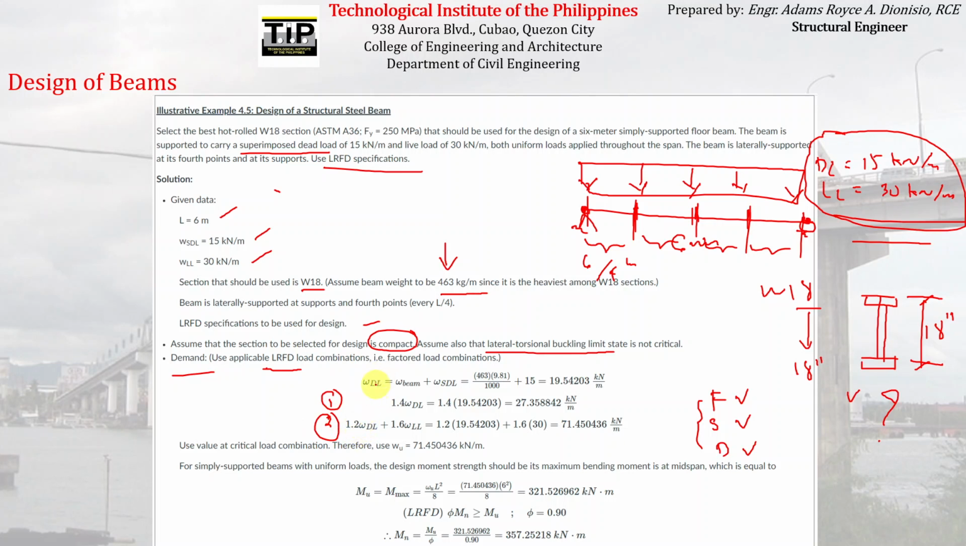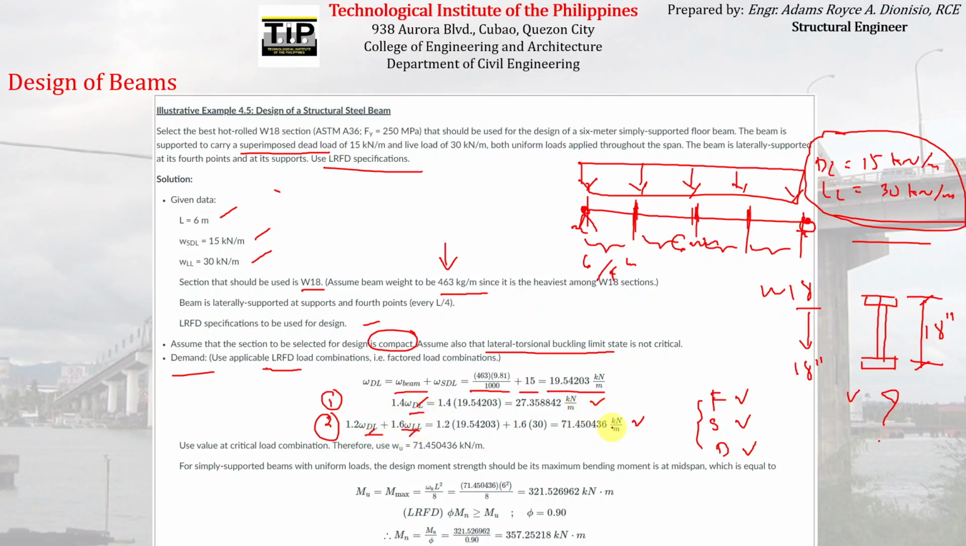Then we just have to choose the most critical demand, the largest demand that we expect our beam will carry. If you substitute the magnitudes of dead loads and live loads, we can compute these ultimate loads. Again, take note that for the dead loads, you have to consider the weight of the beam. So we considered the weight of the beam and added it to the superimposed load. That will be the total dead load that you substitute into these load combinations.